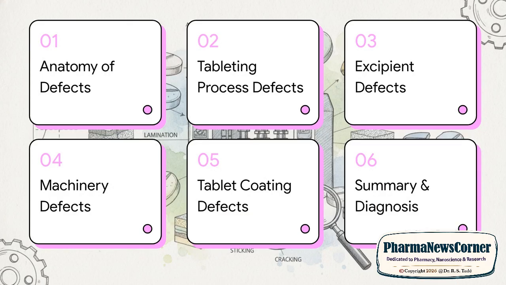Okay, let's dive into this. Here's our roadmap for today. We'll start with the anatomy of defects, move through tableting process issues, then hit excipient and material defects. After that, we'll look at machinery and mechanical failures, dive deep into tablet coating defects, and finally wrap it all up with our final diagnosis.